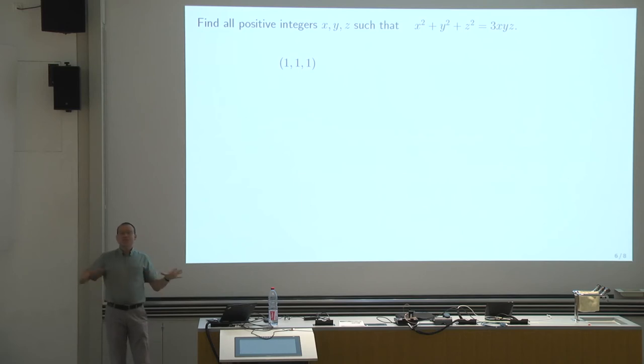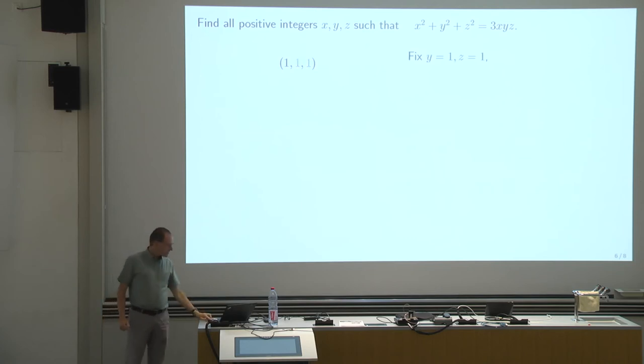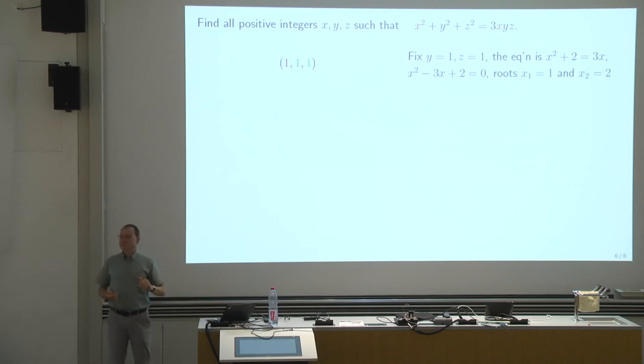And now we can exhaust the solutions of the equation. Start with 1, 1, 1. By the way, at the beginning you also had 2, 1, 1. But just start with 1, 1, 1. Fix y equals 1, z equals 1. You get a quadratic equation for x. What is that equation? x squared plus 2 equals 3 times x times 1. So 3x. Bring everything to the left-hand side. One solution is 1 and the other solution is 2. So you find from 1, 1, 1, you can go to 2, 1, 1.